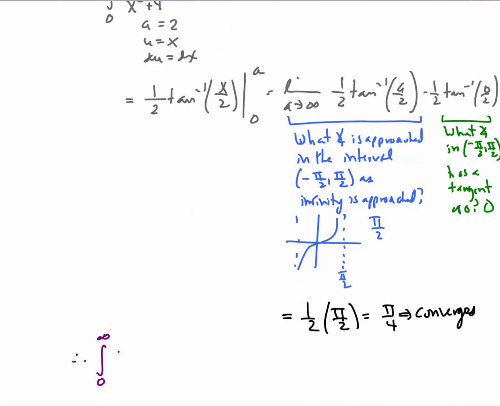So if the integral 1 over x squared plus 4 dx converges, so does the series n equals 0 to infinity 1 over n squared plus 4. Now it doesn't converge to pi over 4. We don't know that. It just says that it converges. That's all that we know, and that's all that we can say.